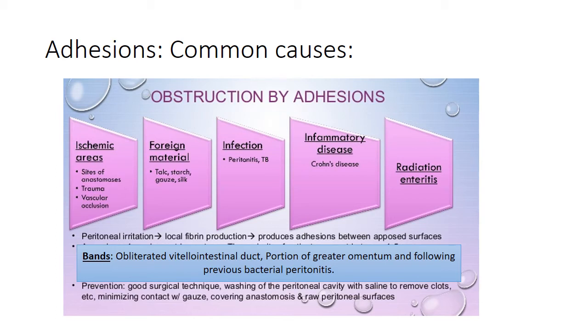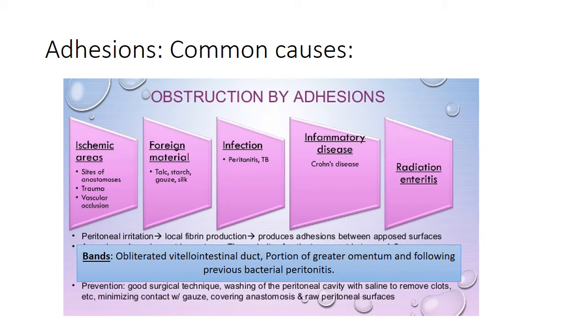As band and adhesion is the commonest cause of intestinal obstruction, we should know about the common causes of intra-abdominal adhesion, which may be related to ischemic area and include site of anastomosis, trauma, or vascular occlusion. Next one is related to foreign material that may include talc, starch, gauze, and silk. Next cause is related to infection, which includes peritonitis and tuberculosis. Under inflammatory condition is Crohn's disease, and last one is radiation enteritis.